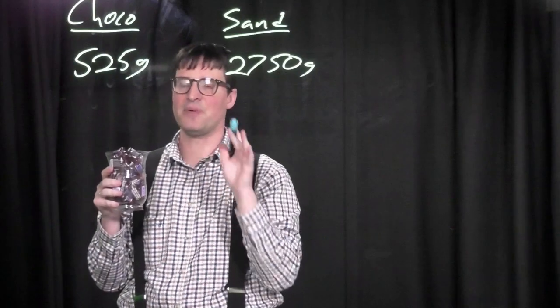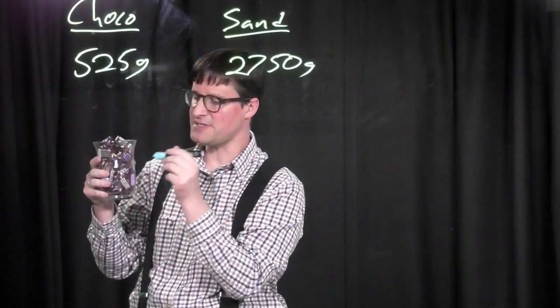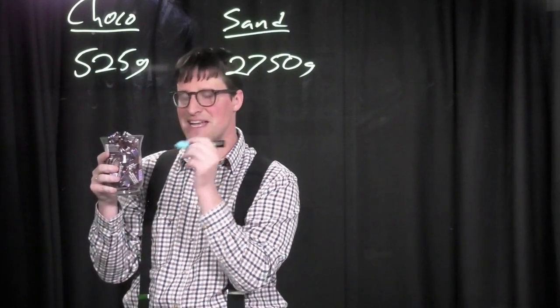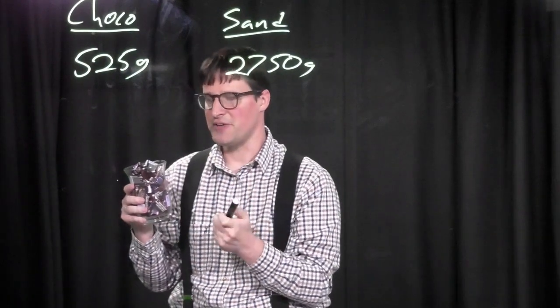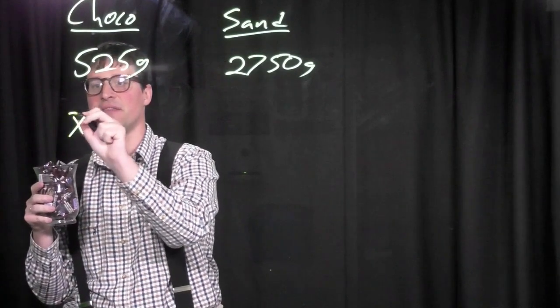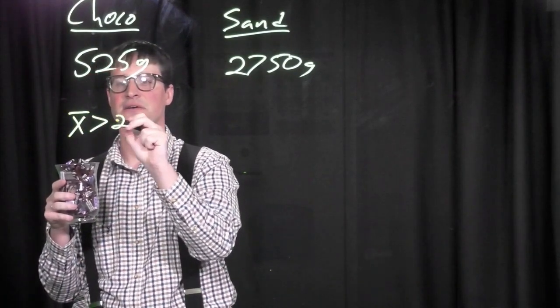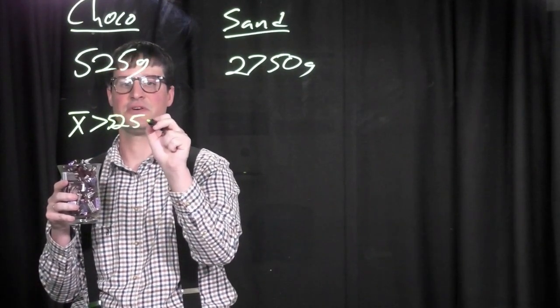But if Tajfel's theory is correct, because the chocolate is meaningful to us and it has relevance to us, we're likely to overestimate the weight of this jar of chocolate. So if we were to add together all 2,000 estimates, then the mean would likely be greater than 525 grams.